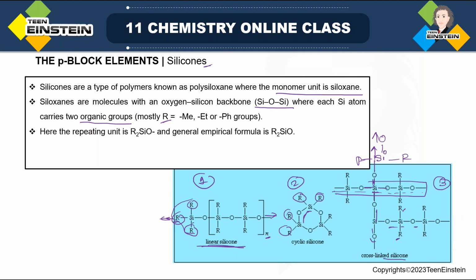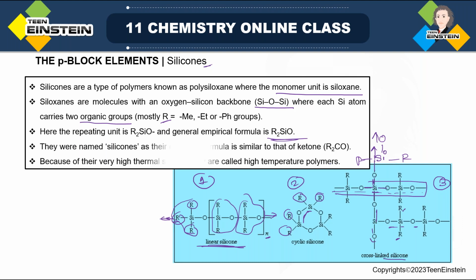Here the repeating unit is R2SiO. R2SiO is the repeating unit. And that is why we can mention the general empirical formula like this, depending on this repeating unit. They were named silicone. There is a reason for it.